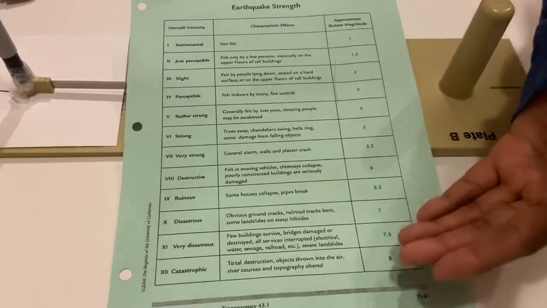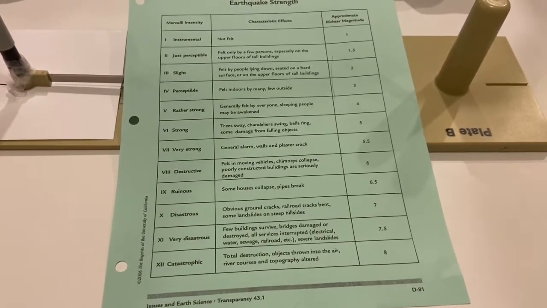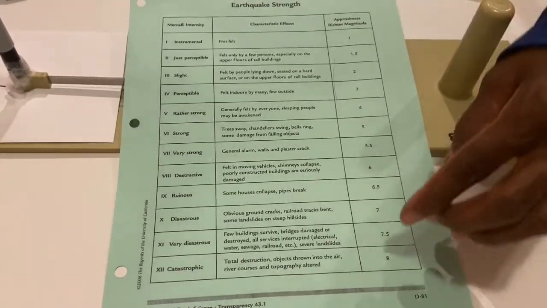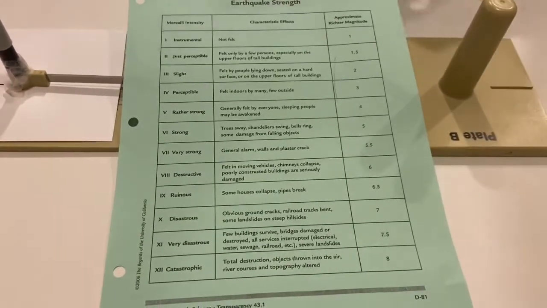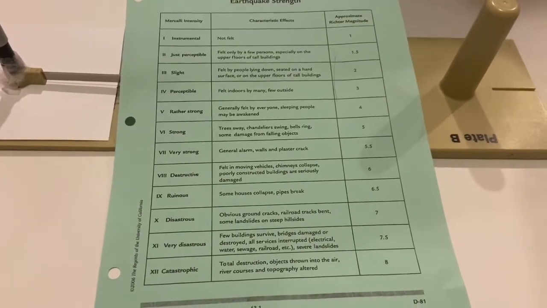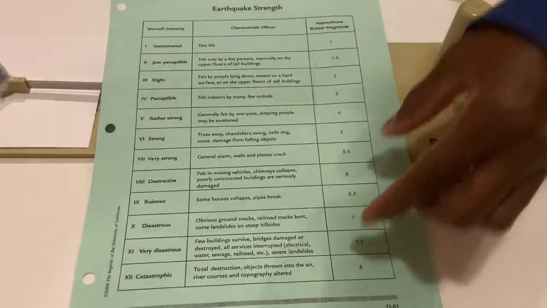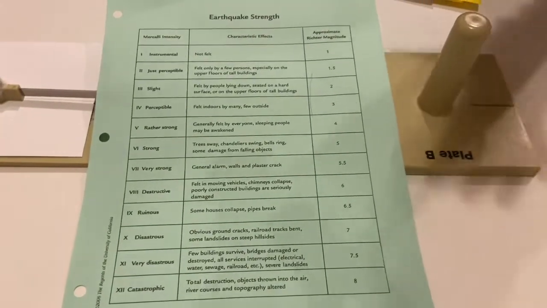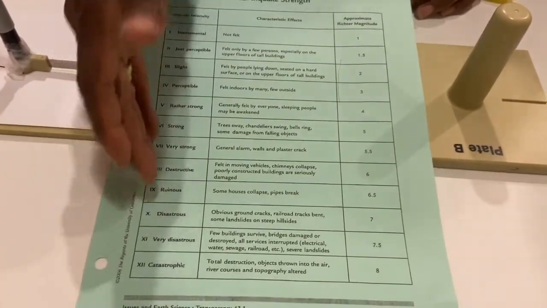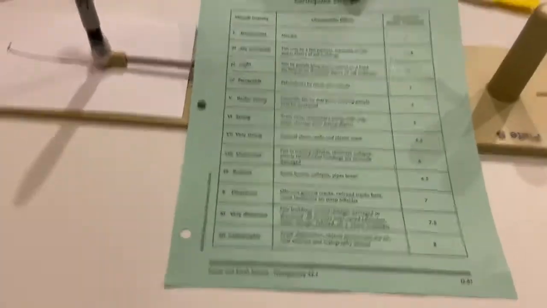So look at the things that can possibly happen with an earthquake that is measured at an 8. It says total destruction. Objects are thrown into the air, river courses and the topography are also altered. So lots of things happen because of earthquakes. Now over here, this is a descriptive way, using words to describe the earthquake. So we're done with that.